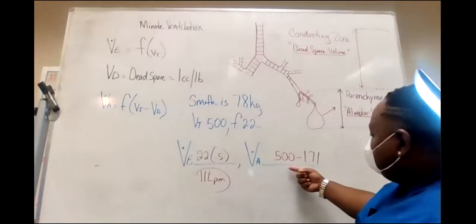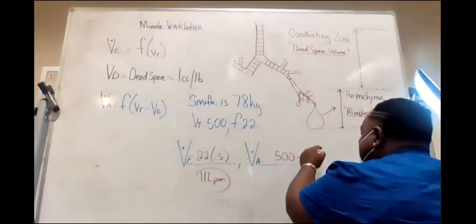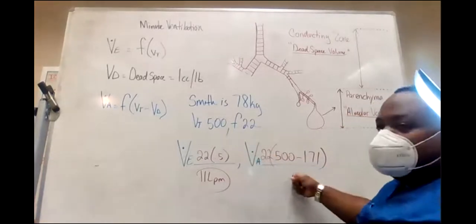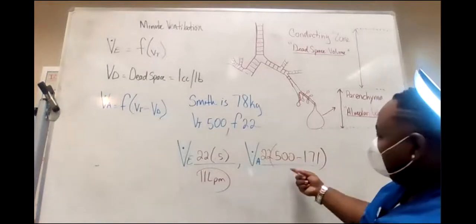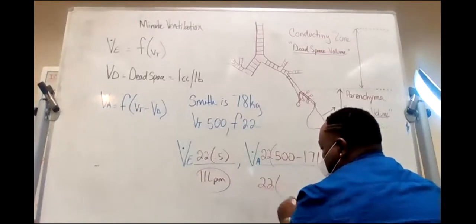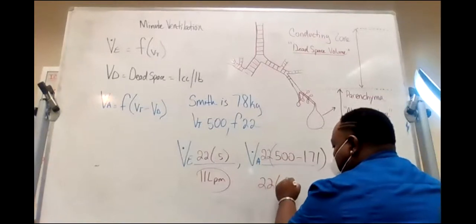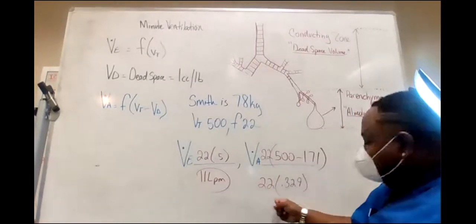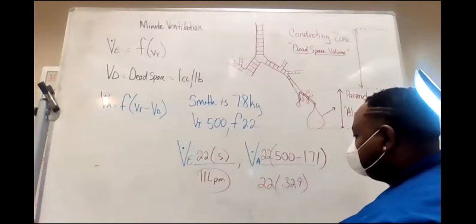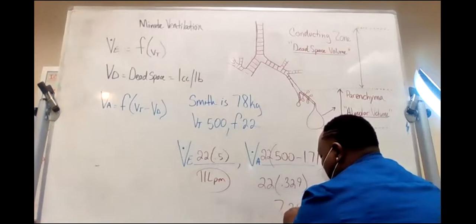All right. So 500 minus the dead space, which is 171, right, times the frequency of 22. So still doing what's in parentheses first, Courtney. 500 minus 171 is what? 329. 0.329. So I'm gonna write that as a decimal. 0.329. So 22 times 0.329 is what? 7.2 liters.